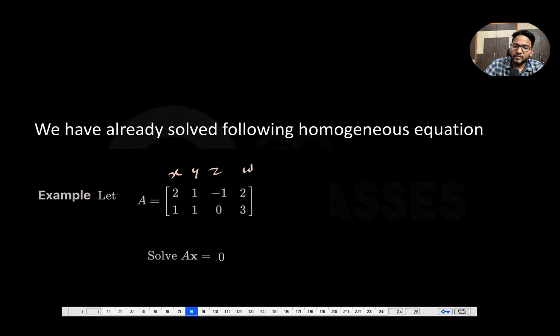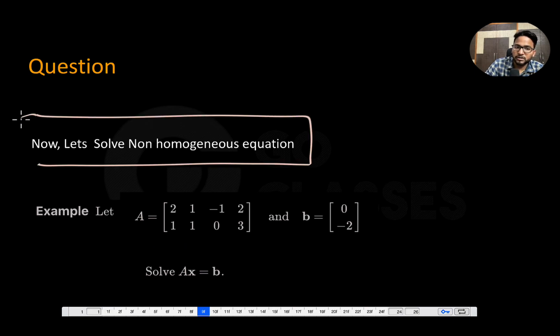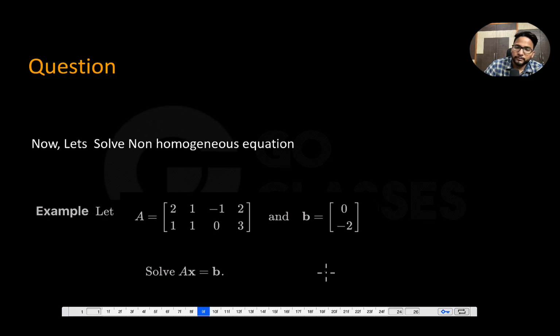Now, I want to solve the same question, but not for x equal to 0. This time, let's suppose A is the same, but b is different. I mean that instead of 0, I have some b, and I want to solve for x equal to b. So now let's solve the non-homogeneous equation for x equal to b and see what we get.